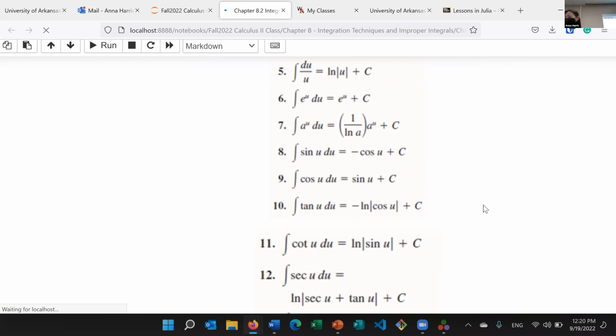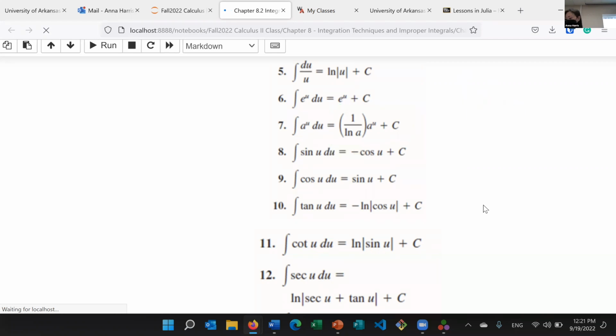Next, the integral of a to the u. e is a special number, 2.7, an irrational number. But how about we use another number? So a means any number, like if I say 2 to the x du. A is any number. e is a special number, 2.713, that irrational number. But if I say a, any number, then what is it? You do 1 over natural log of a times a to the u plus C. Is everybody with me?